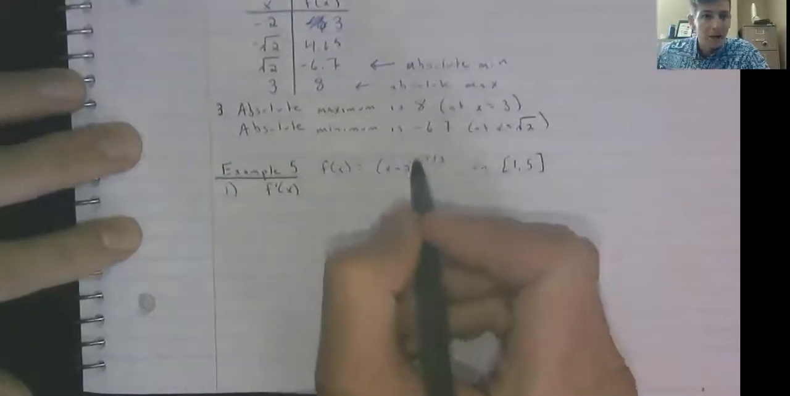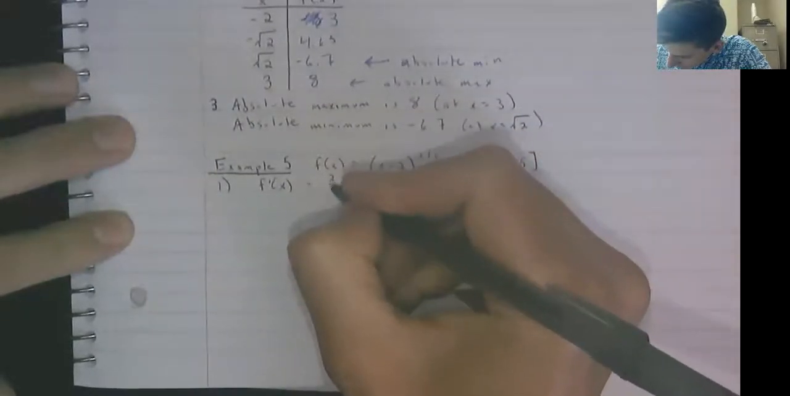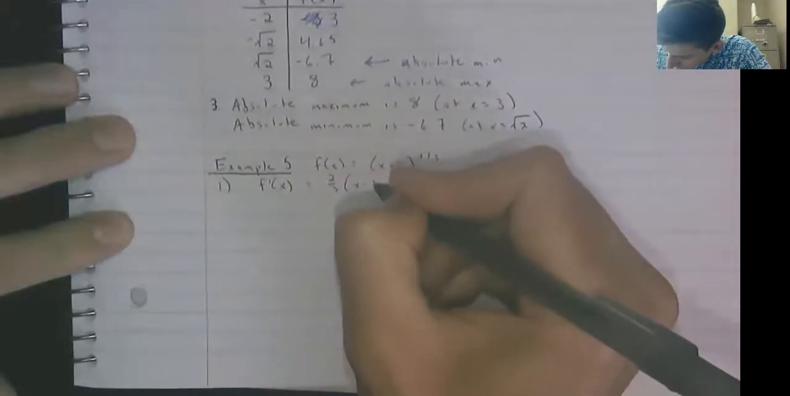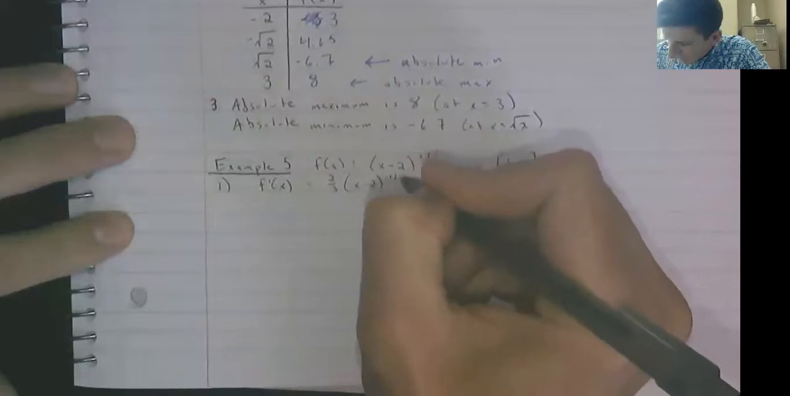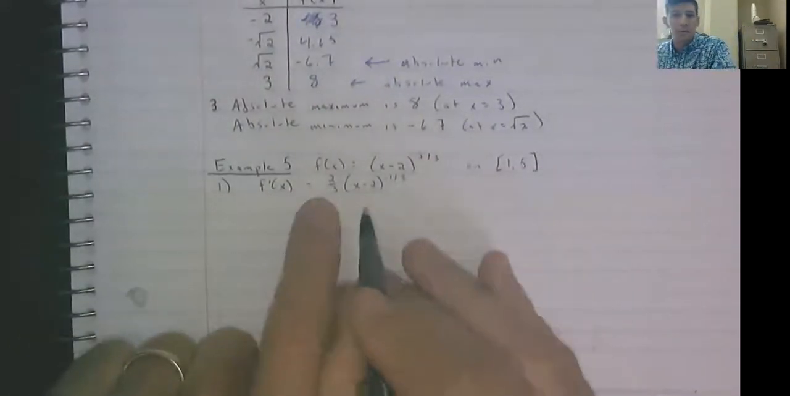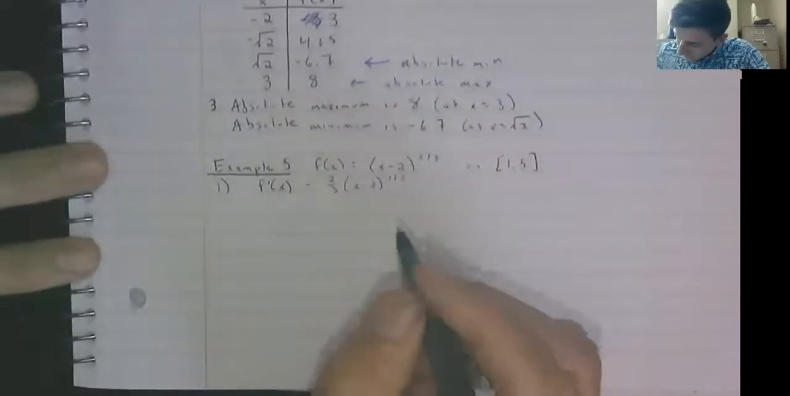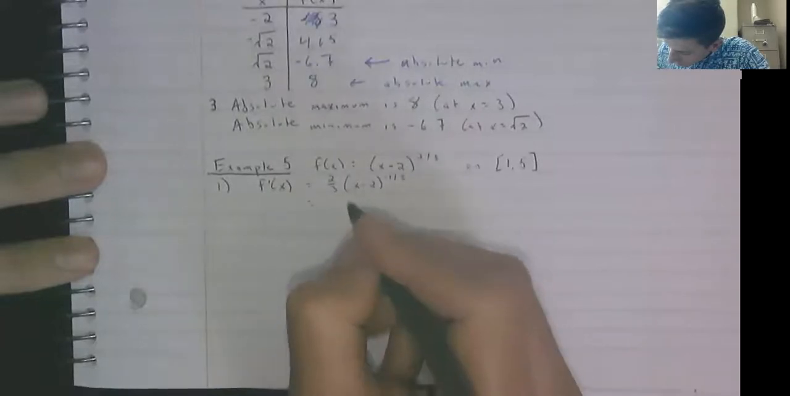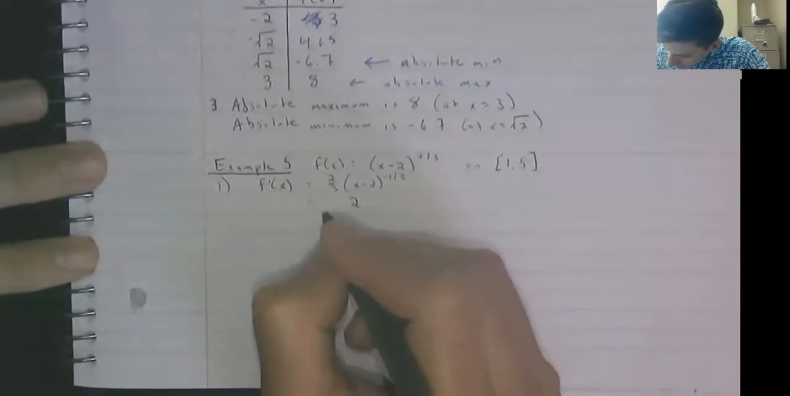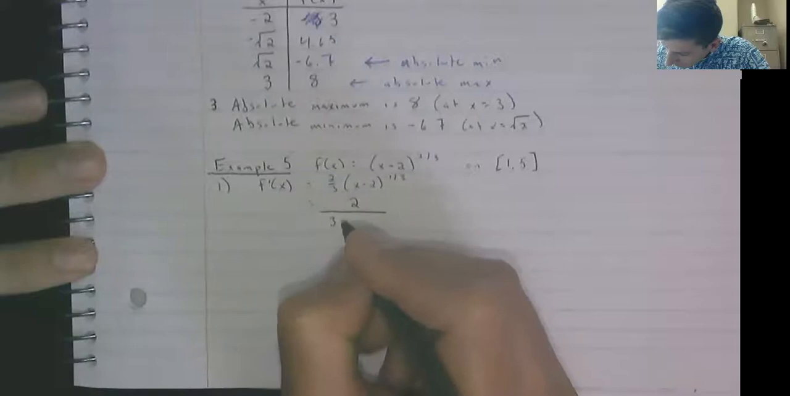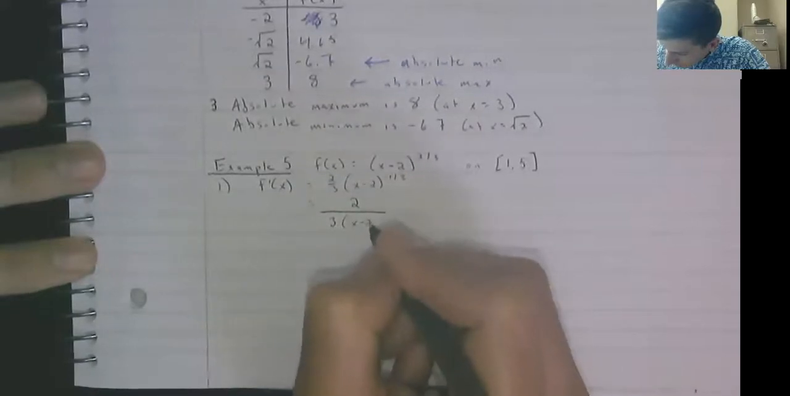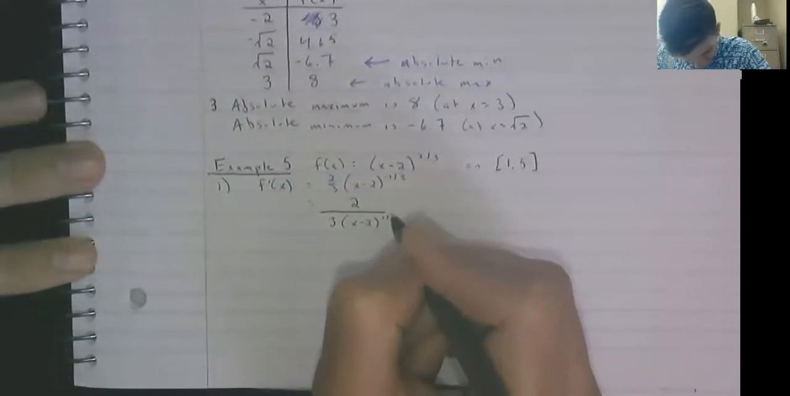F prime of x, good thing we know the power rule for rational exponents. Says we can pull this down: 2/3 times (x minus 2) to the negative 1/3. Technically, there would be a chain rule here, but the derivative of x minus 2 is just 1, so it's not much of a chain rule. And so then this becomes 2 over 3 times (x minus 2) to the 1/3.